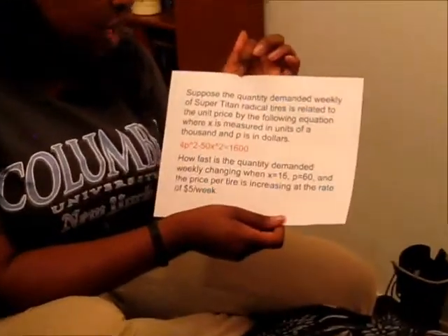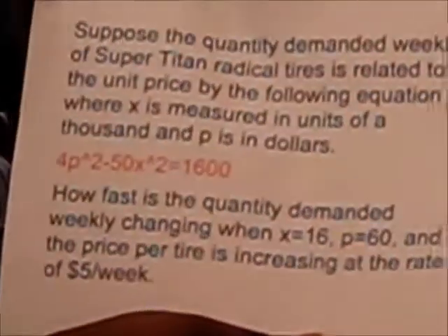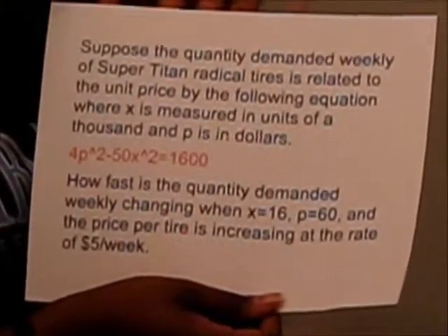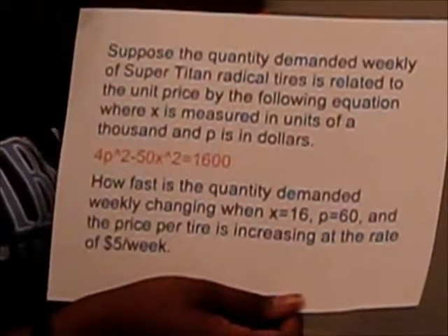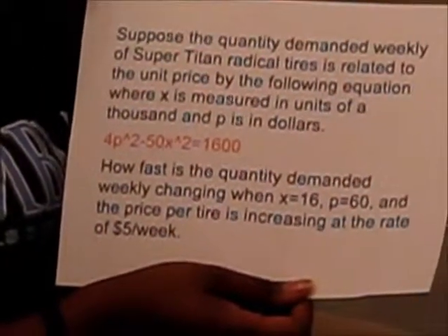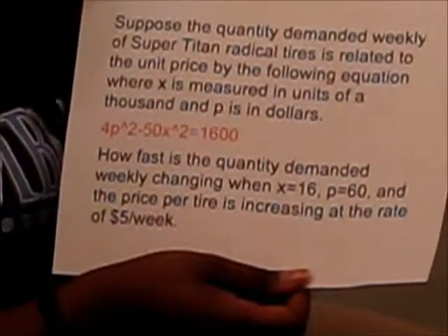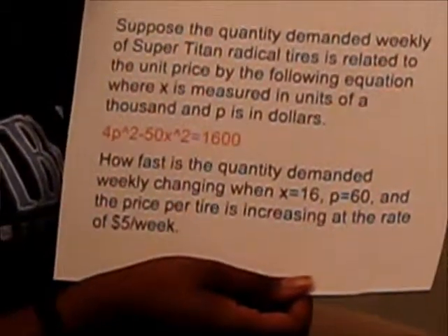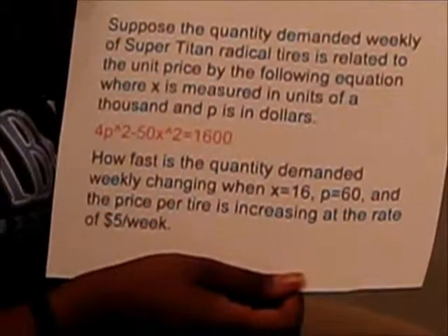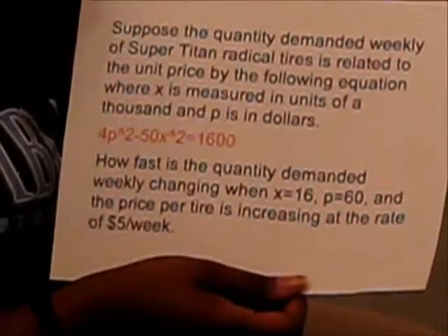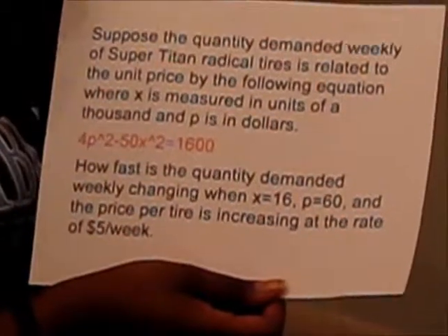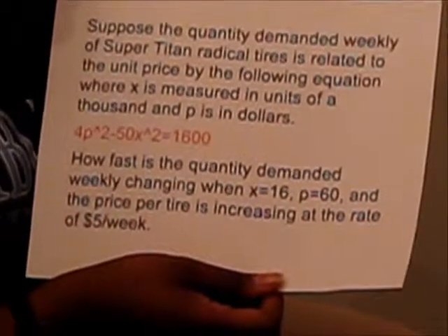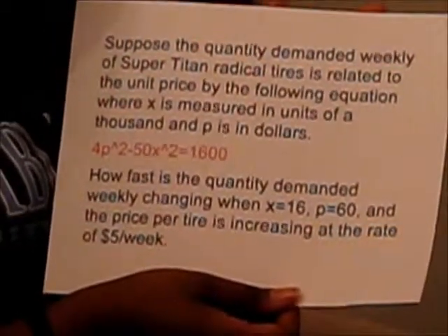Suppose the quantity demanded weekly of super tighten radical tires is related to the unit price by the following equation, where x is measured in units of 1,000 and p is in dollars. 4p squared minus 50x squared is equal to 1,600. How fast is the quantity demanded weekly changing when x equals 16, p equals 60, and the price per tire is increasing at the rate of $5 per week?